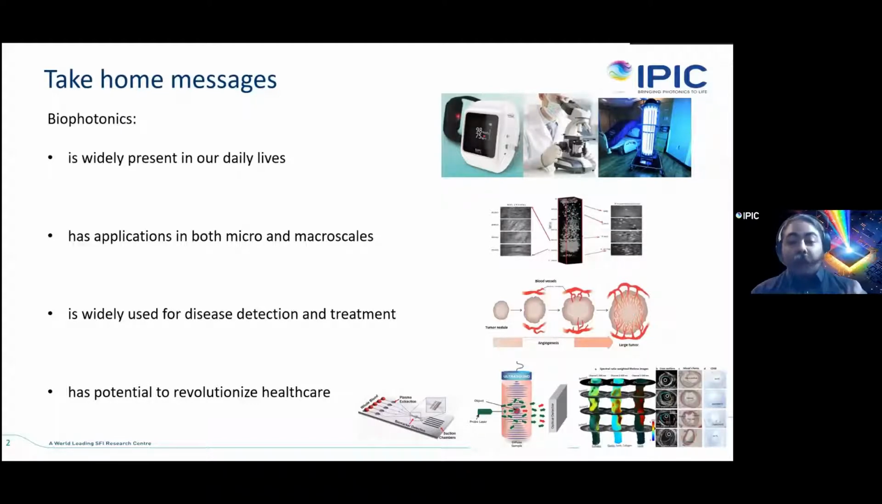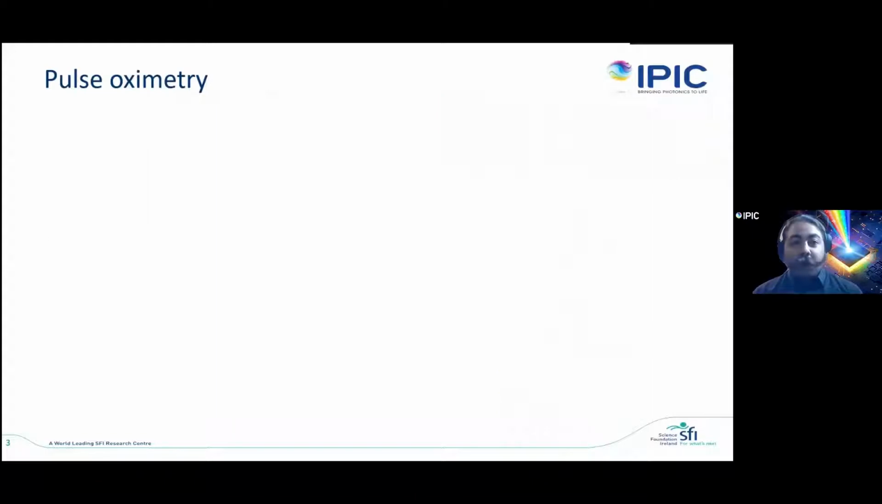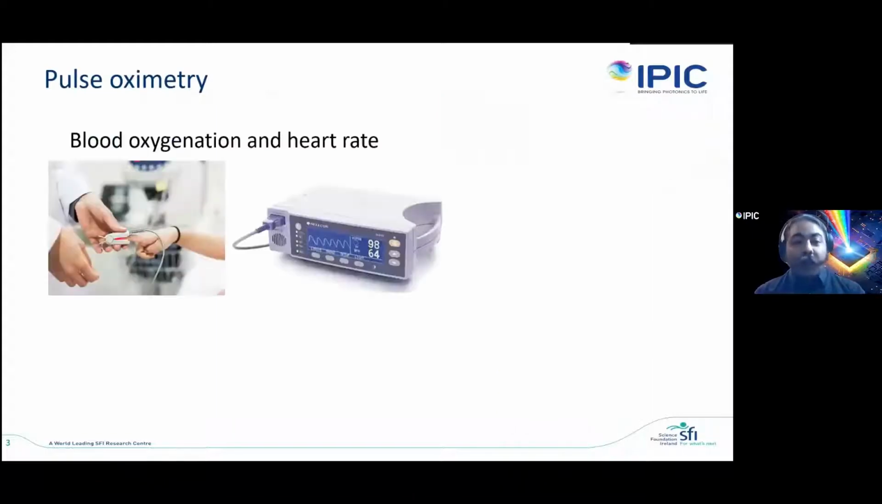So one of the most successful technologies of biophotonics is pulse oximetry. You may have had contact with this technology before when you have gone to a hospital and a physician just puts a clip on your finger. And what they do is monitor your blood oxygenation and heart rate. But that is actually applied in several other places.